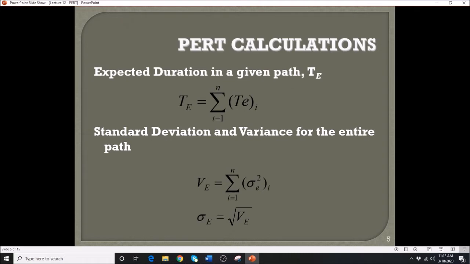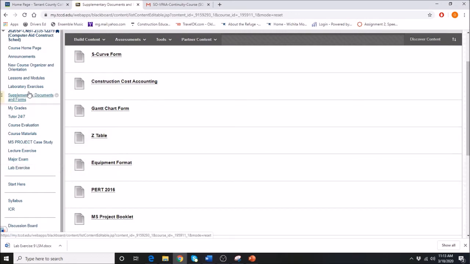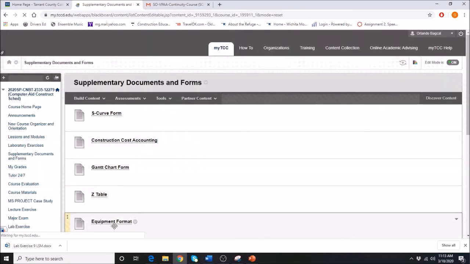And by the way, as I move on to this one, I would like you to download 2 different things, 2 documents that you need for this particular topic. The first one is a Z table, and the second one is a format. Let me show you that. On your Blackboard, under your supplementary documents and forms, click that one and you will find all those forms that you need.